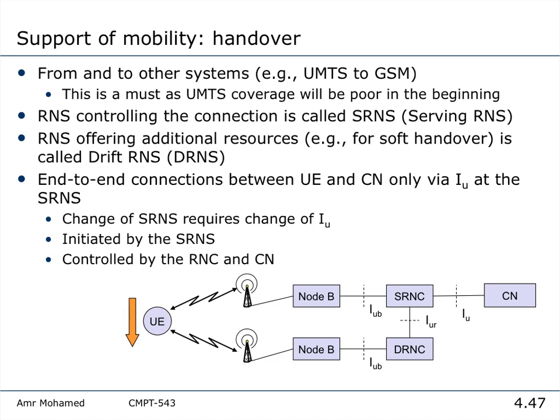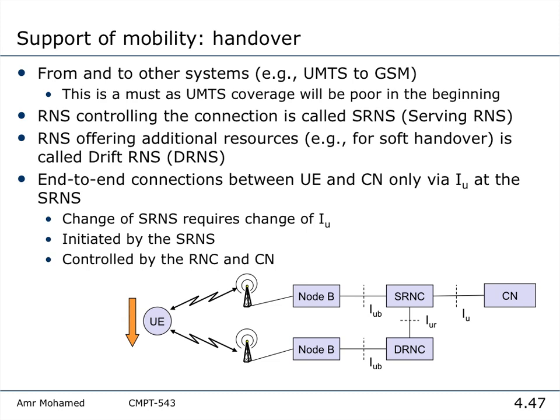Until the handover is finalized. Once the handover is finalized, then the drift RNC will become the serving RNC. Clear? Okay? The drift RNC will become the new serving RNC. And then there is another node that will act as the drift RNC and so on. So by doing the handover, we have this concept of multicast or mixing traffic.